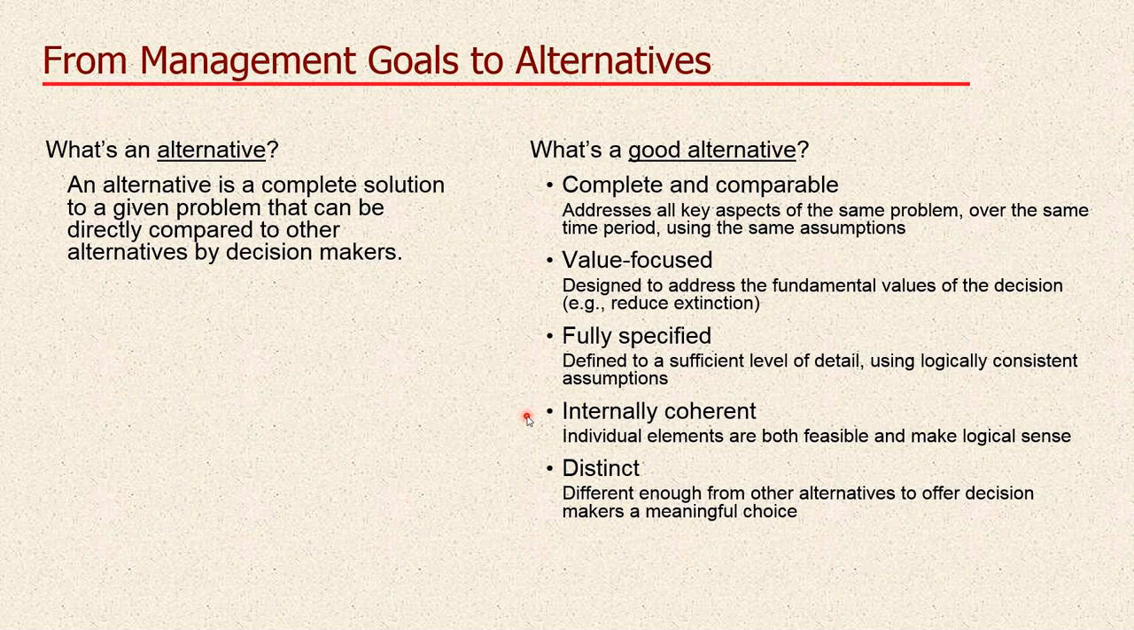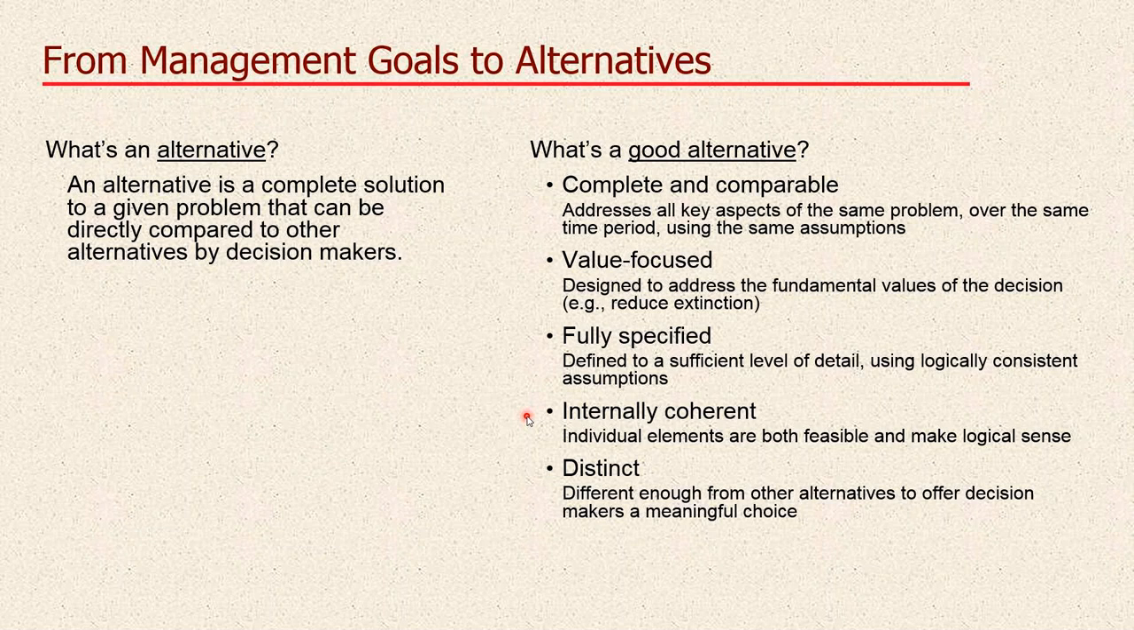And so we want to make sure that each one of our alternatives always points back to that fundamental value that is driving the conservation planning process in the first place. We want to have very detailed alternatives that are logical and feasible and that are different from one another so that they're not just very small changes to a larger super alternative.